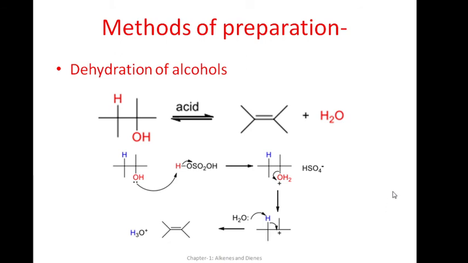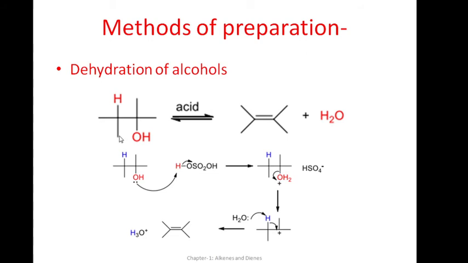Okay, moving on to methods of preparation. You have three methods of preparation. The first method is dehydration of alcohols. When you write it like this, it means there is a carbon atom here, there's a carbon atom here. When you just write a stick like this, it means this is CH3. This is also CH3. This is also CH3 and other atoms are specified. This is hydrogen, this is OH. So this is called bond line representation.